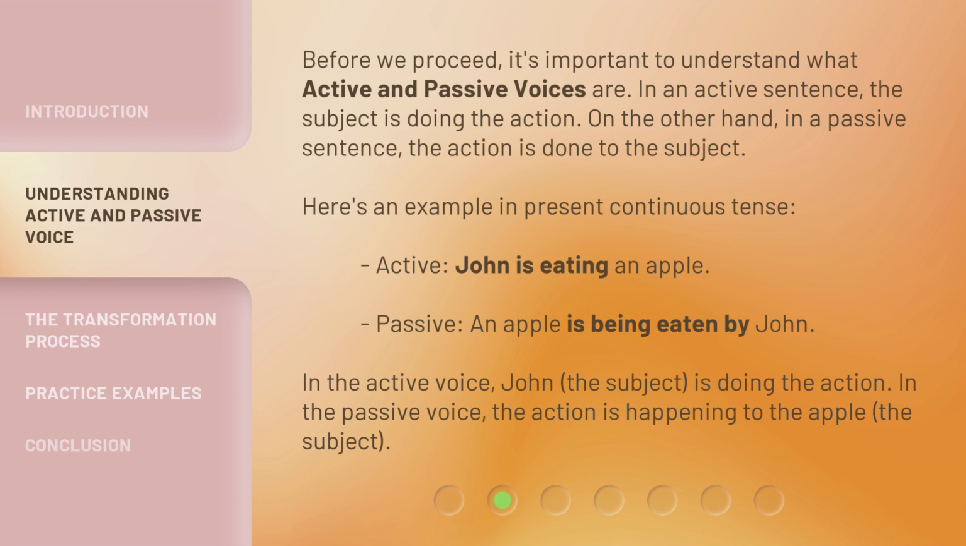Here's an example in present continuous tense. Active: John is eating an apple. Passive: an apple is being eaten by John. In the active voice, John, the subject, is doing the action. In the passive voice, the action is happening to the apple, the subject.